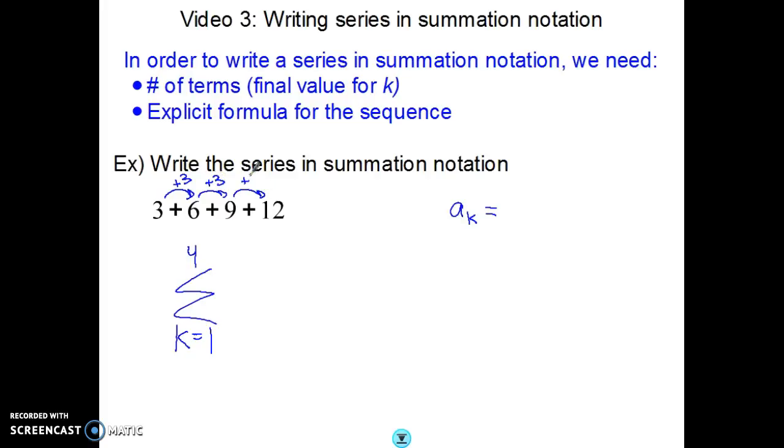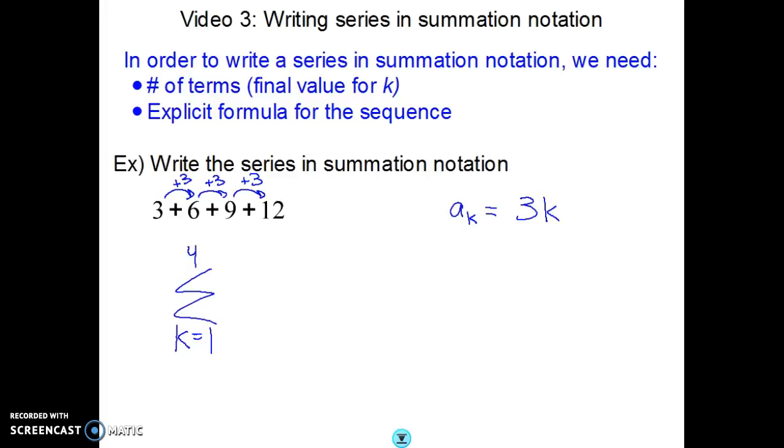And if you think back to what we were working on before, when we're doing repeated addition, we can write that as multiplication. In this case specifically, we're doing repeated addition by 3. That will be 3 times k. Now we might have to modify this a little bit, but let's check to see if it works right now.